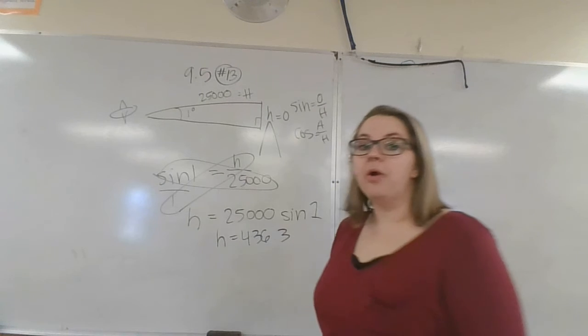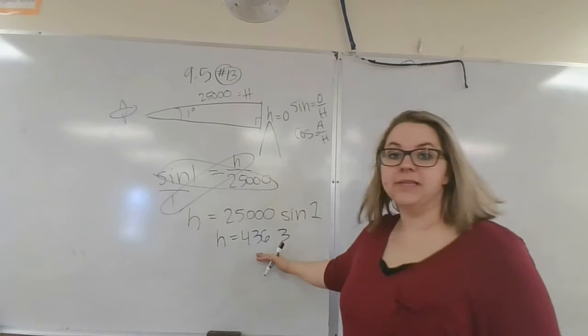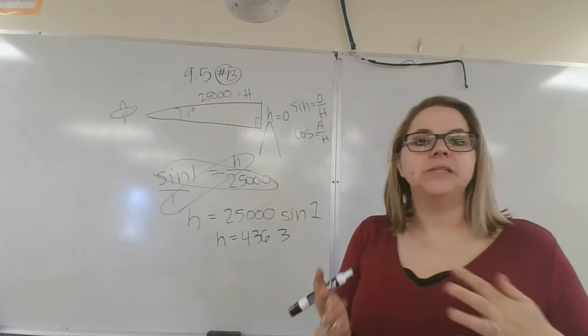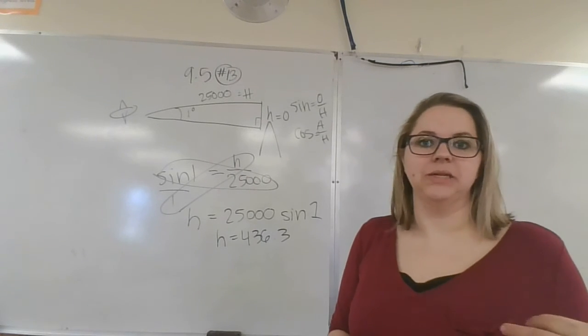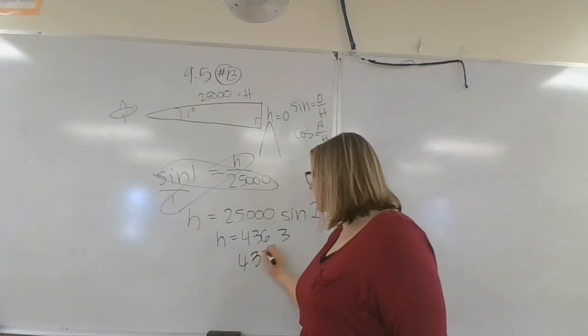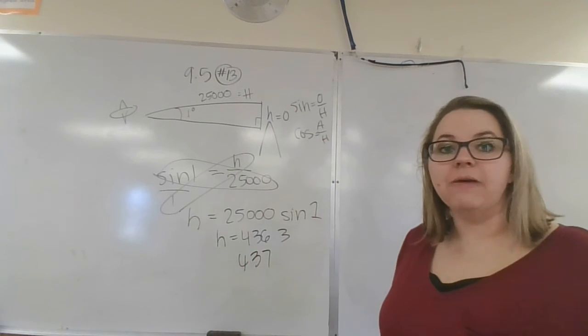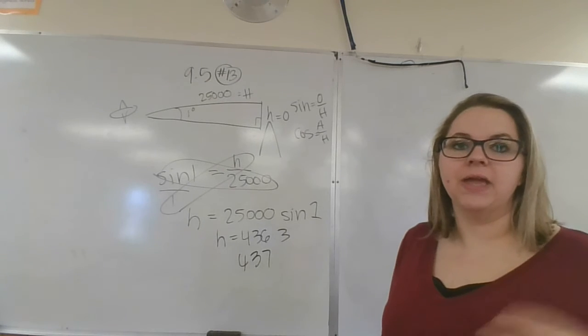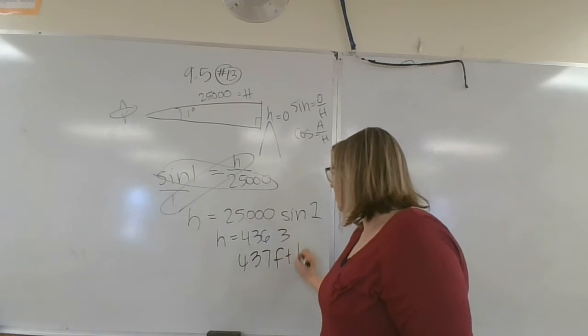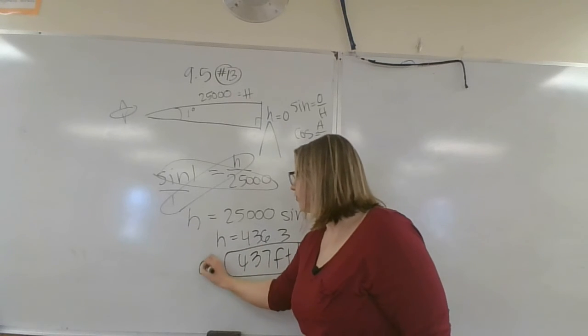436.3. Now, if my airplane flies to this height here, it's going to hit the very top of my tower. It has to fly more than that to pass it. So I would round this completely up to 437. 437 feet is how high it needs to fly to actually pass over the tower. So this is your answer for part A.